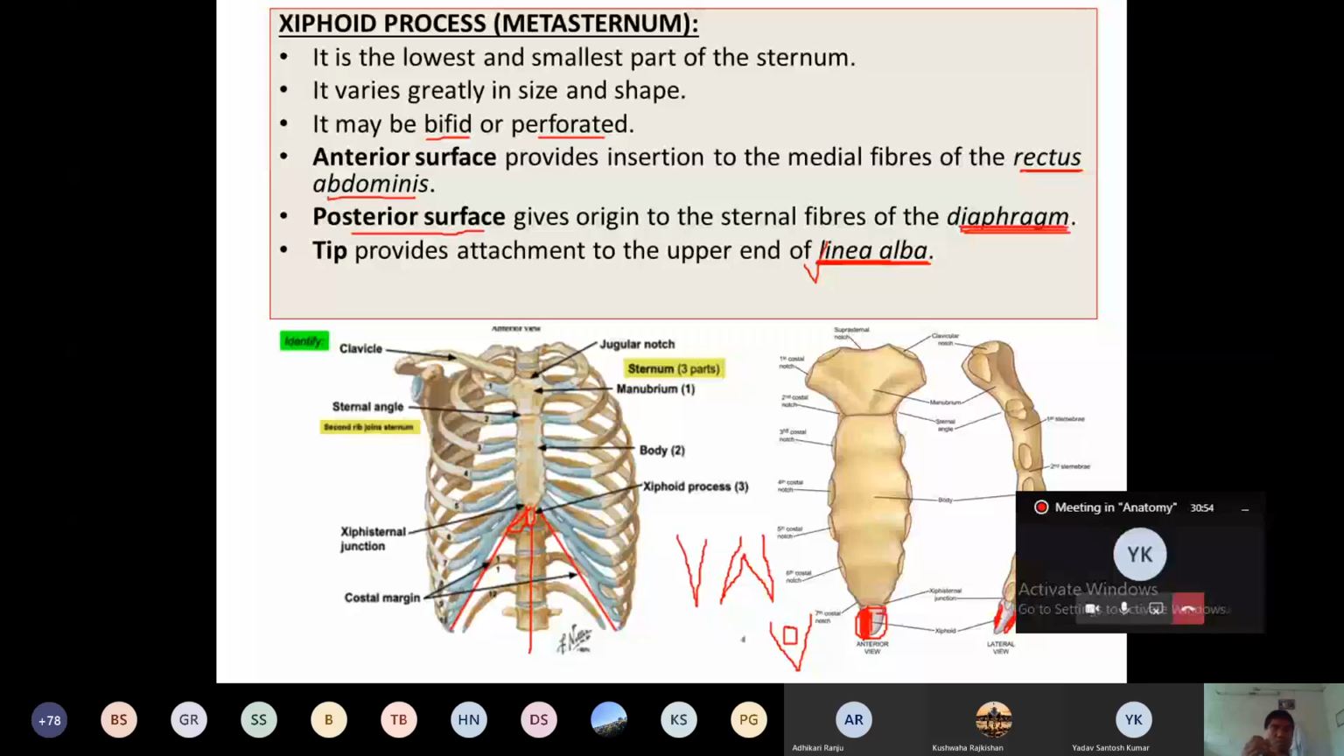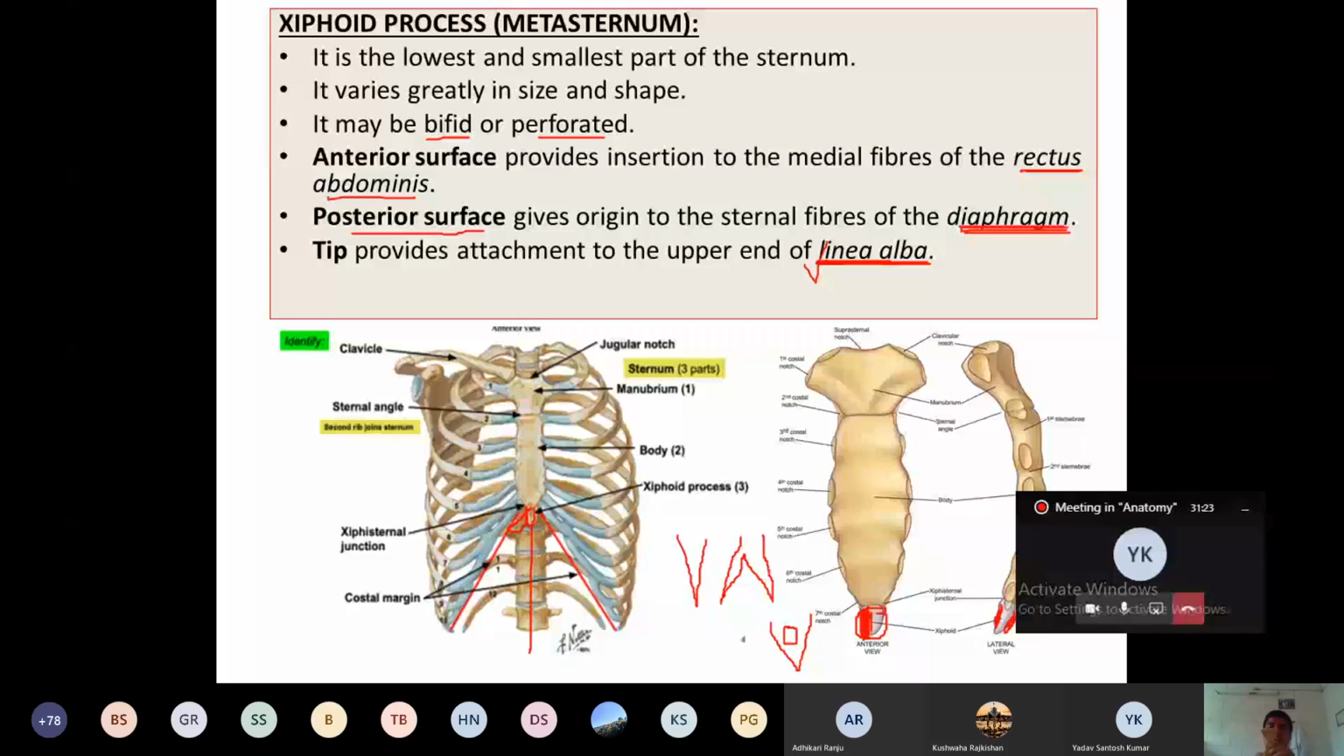And the posterior surface of the body of the sternum will provide attachment to the sternocostalis. The posterior surface of the xiphoid process will provide attachment to the diaphragm, the origin of the diaphragm. And at the tip of the xiphoid process, there is attachment of the linea alba.